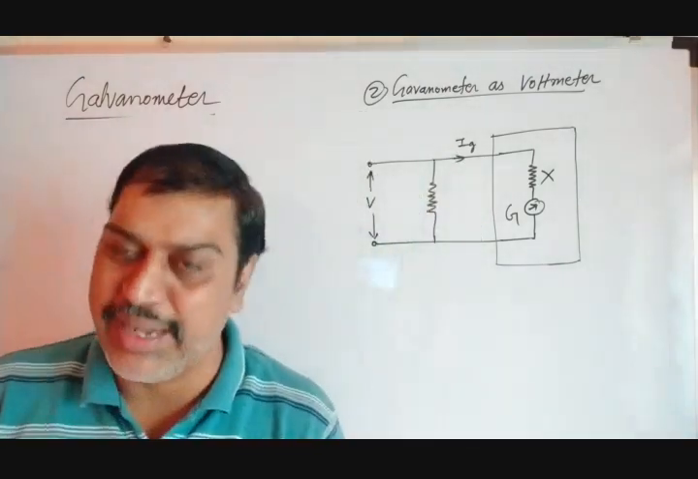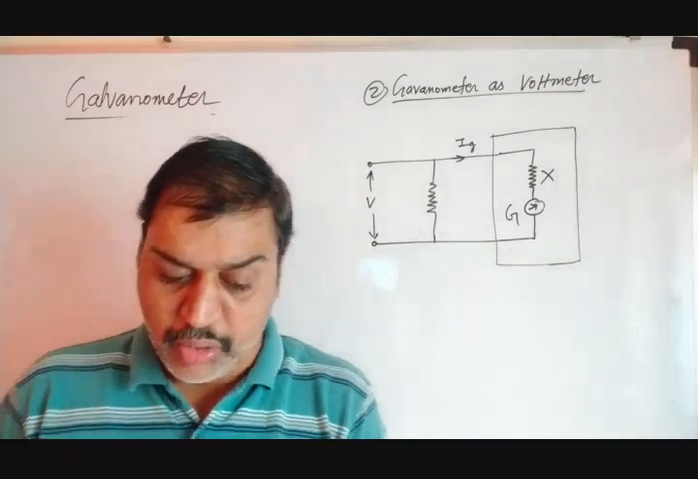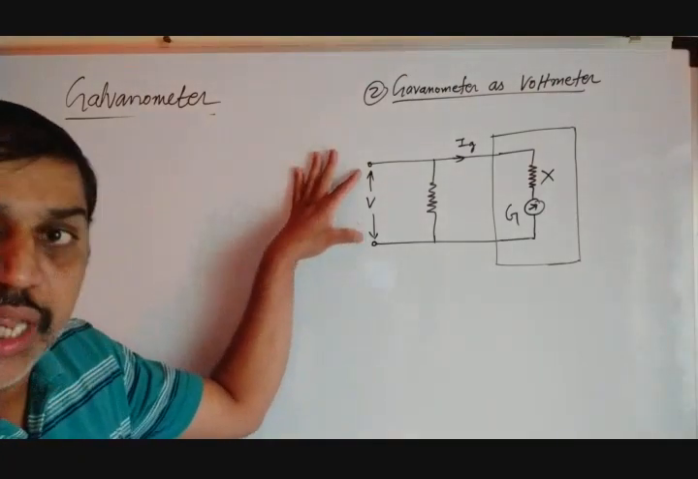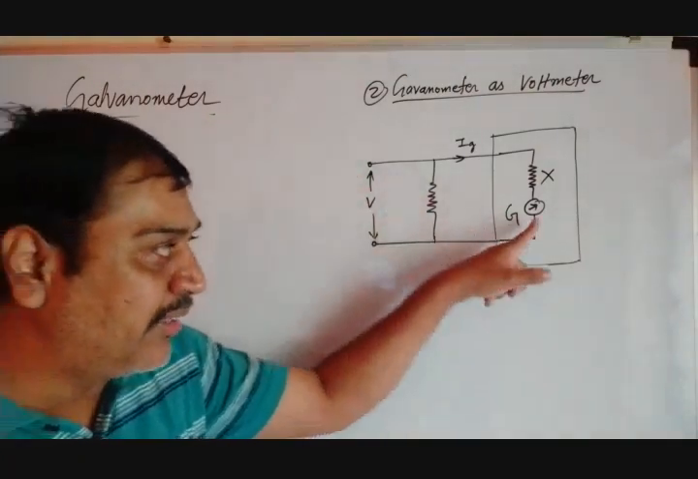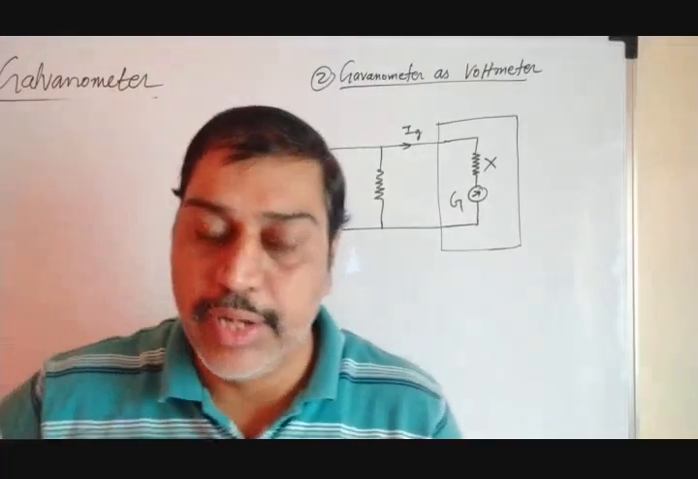Let's start with some mathematical part. Let us find out V as a voltage drop. Suppose V is the voltage we have applied between these two terminals that we want to measure by using this device, the galvanometer. So let's go to the derivation of this.